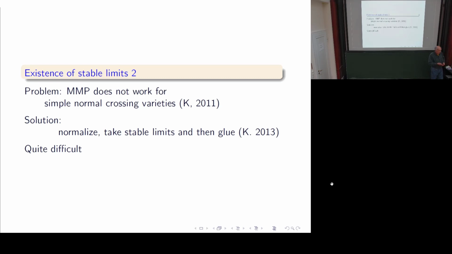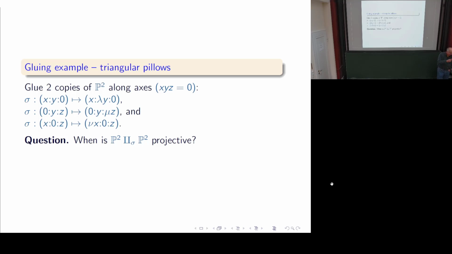Okay, so one solution is this: if we have this, we normalize and keep track of the preimages of the nodes, so we have not just varieties, but we have these divisors in them that become nodes. Take the stable limit and then glue. And now this last step, the gluing back, is much harder in higher dimension than for curves. You know, if you have a curve and you have 2 points, you just identify the 2 points, you have a projective curve. So I would like to give you just one example that shows that this gluing can be actually quite tricky.